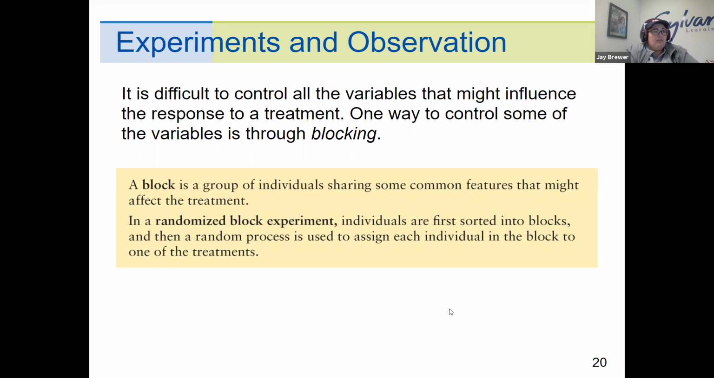It is difficult to control all the variables that might influence the response of a treatment. One way to control some of the variables is through blocking. A block is a group of individuals sharing some common features that might affect the treatment. In a randomized block experiment, individuals are first sorted into blocks, and then a random process is used to assign each individual in the block to one of the treatment groups.